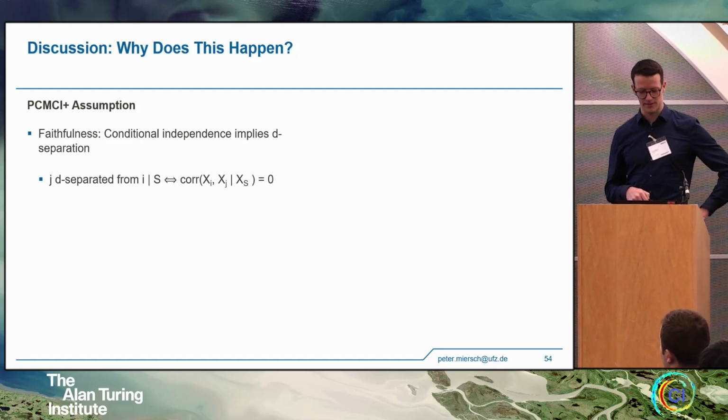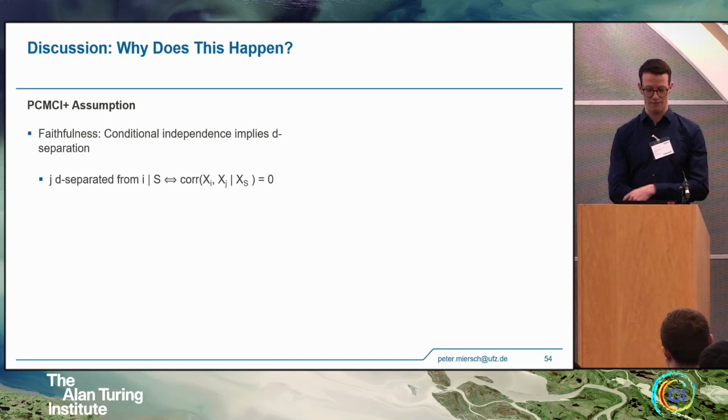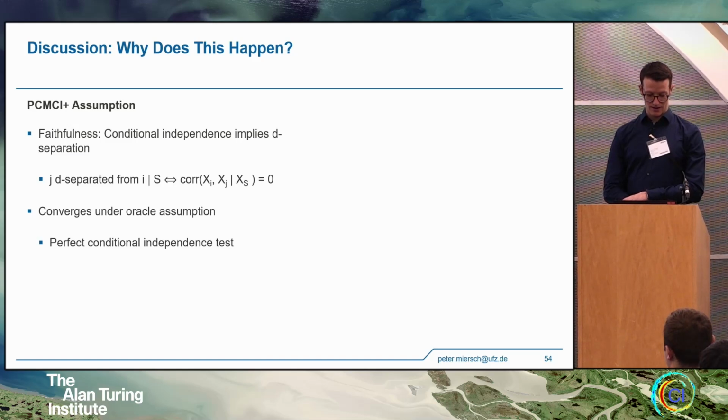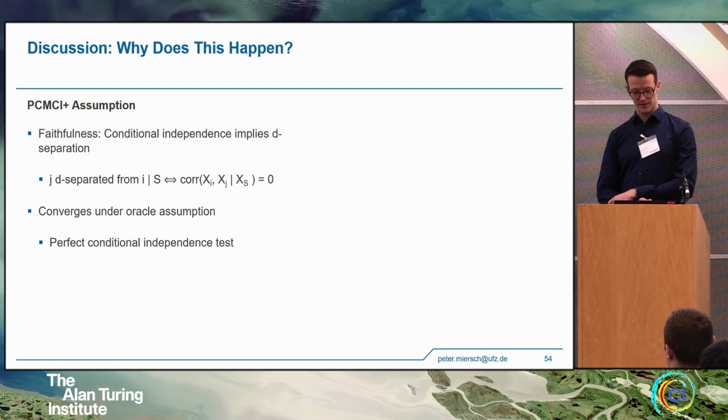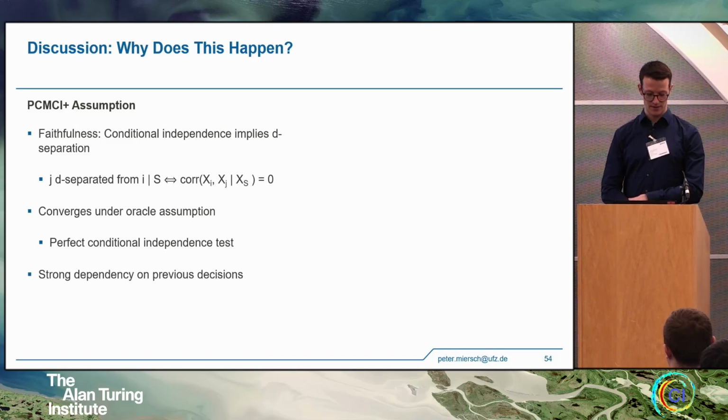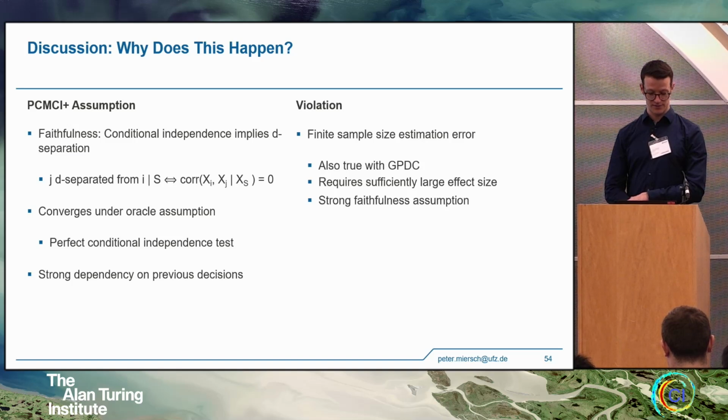First of all, PCMCI has an assumption that we have faithfulness. That means that conditional independence implies d-separation. So we can show that PCMCI will converge under an oracle assumption where we have perfect conditional independence. However, PCMCI also has a very strong dependence on previous decisions. And this is where we have some violations.